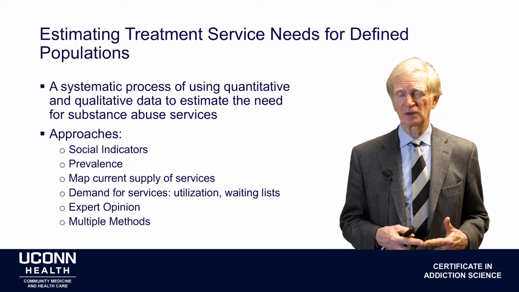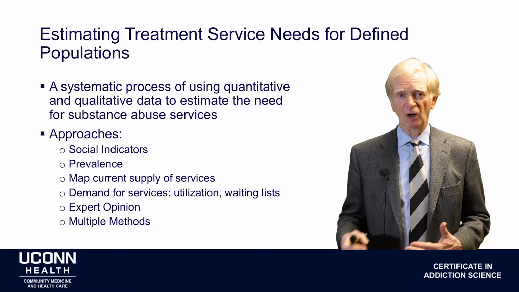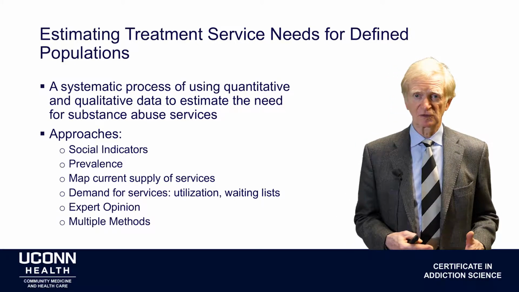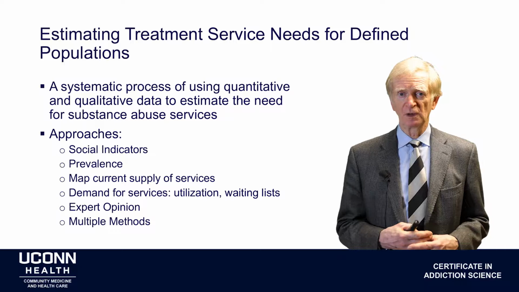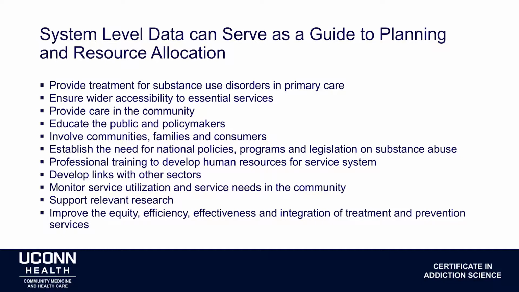In this course, we've talked about system issues periodically, and looking at the system as a whole, as it evolves, and how it responds to increases and decreases in substance use and changes in substance use patterns is very important for needs assessment. System-level data can provide a way of estimating who should be getting initial services in primary care, for example. We can use system-level data from the general healthcare system as well as the specialized psychiatric and substance abuse system to find out who needs essential services. We need to figure out who can get care in the community through outpatient facilities.